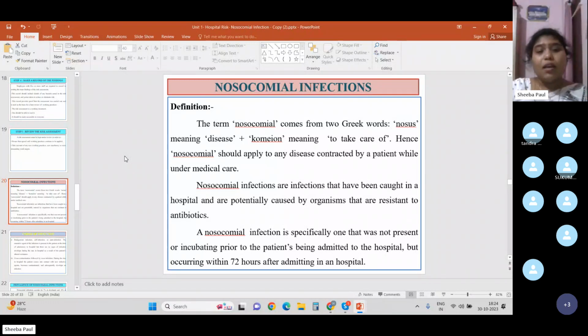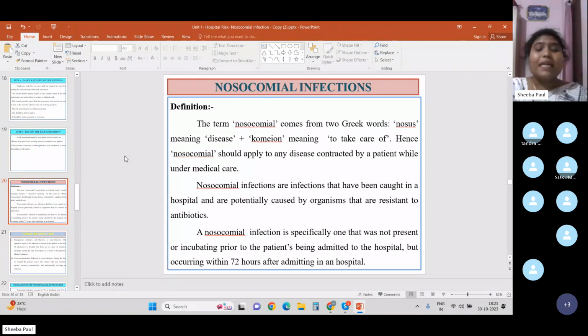Nosocomial infections are infections that have been caught in a hospital and are potentially caused by organisms that are resistant to antibiotics. Though the person is on medication and is given deliberate care, he is still developing infection. It is because the bacteria or virus or any microbial agent is resistant to antibiotics and causing infection. It doesn't have a known cause, it can be any cause, and the bacteria is antibiotic resistant.